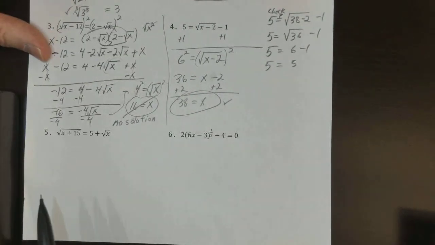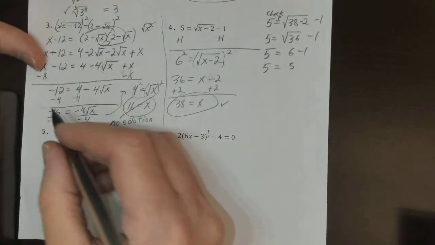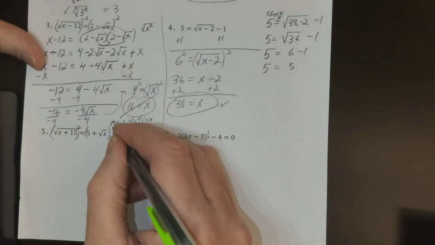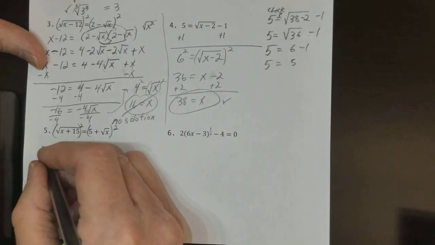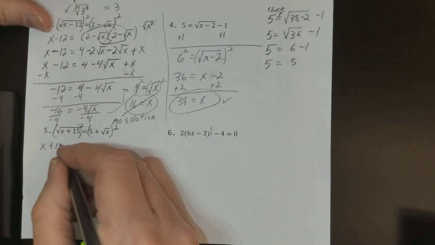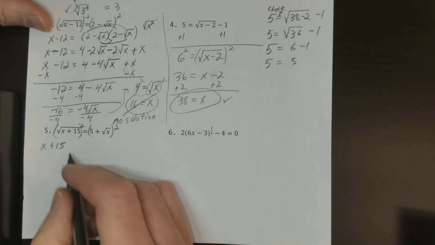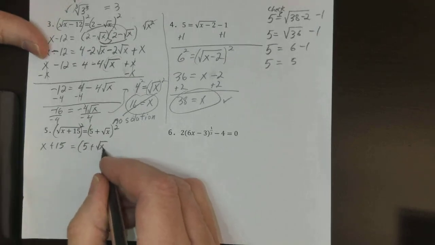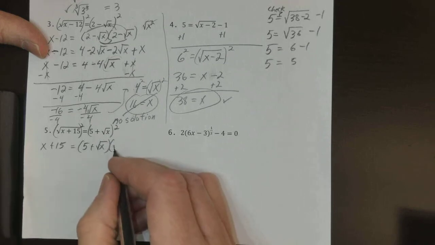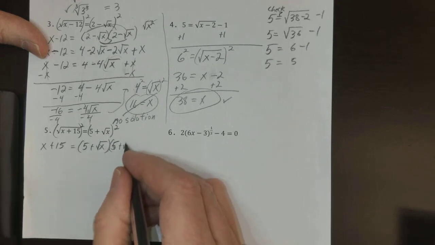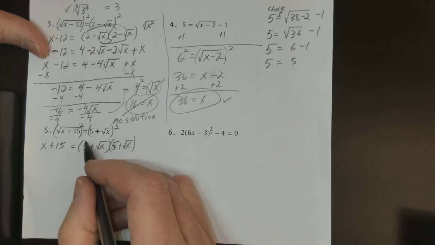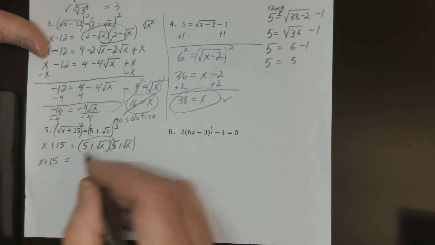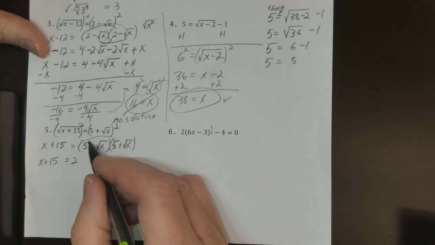Let's try this one. This is similar in nature to that one, so let's square both sides. All right, that is x plus 15, because the square root and square cancel out. And I'm going to expand that again: 5 plus radical x times 5 plus radical x. I'll write that down. And then 5 times 5 is 25.